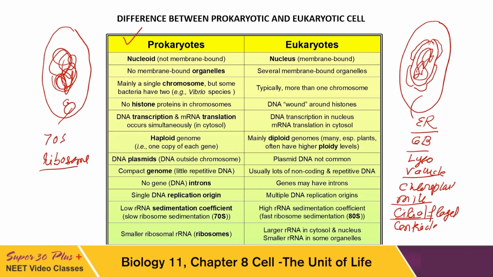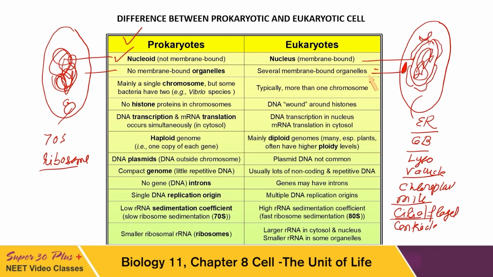In the prokaryotic cell, the thing which has not been covered so far is the nucleoid. Start from here. Nucleoid, not membrane bounded. This structure is known as nucleoid. Here the nucleus is membrane bounded. No membrane bounded organelles I told you here. Here the membrane bounded organelles are present, this one is the mitochondria, this one is the Golgi body.